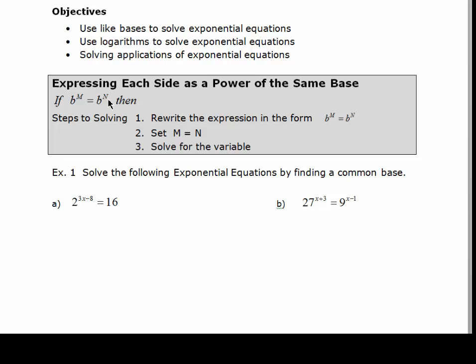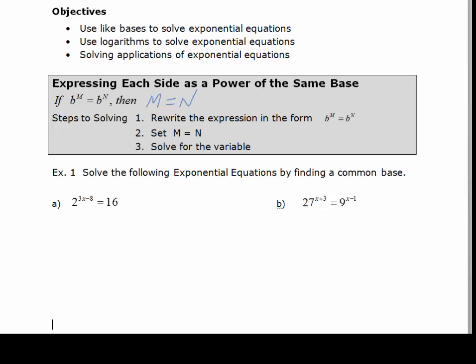m equals b to the n, so you have same bases and you have some expression for the variables, then logically m would have to equal n. So our goal for this type of equation is to see if we can write each side of the equation using the same base. Once we do that, we're going to set the exponents equal to each other and solve.